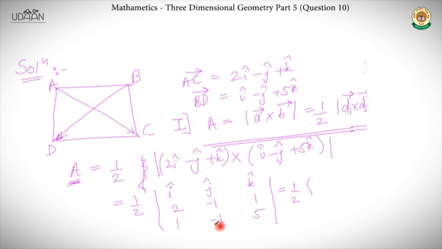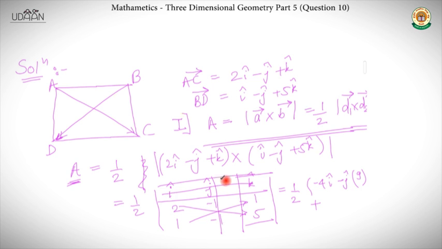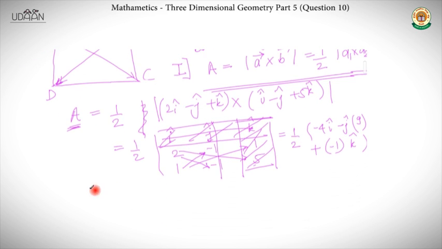Half of this is this minus this. So minus 5 plus 1 into i, which is minus 4i. Minus j into, we cross it out like this and take 5 into 2, 10, minus 1 into 1, which is minus 9j. Now for k we hide this as well as this and just take this multiplied by that minus this, which is minus 2 minus minus 1, which is minus 1k. So the area is given by half of minus 4i minus 9j minus k.